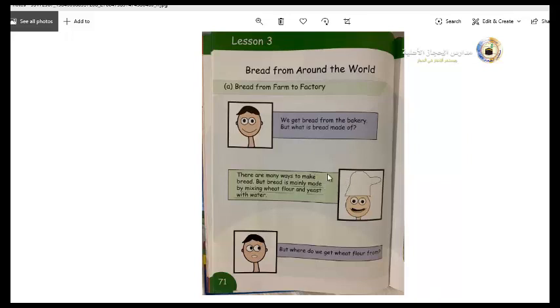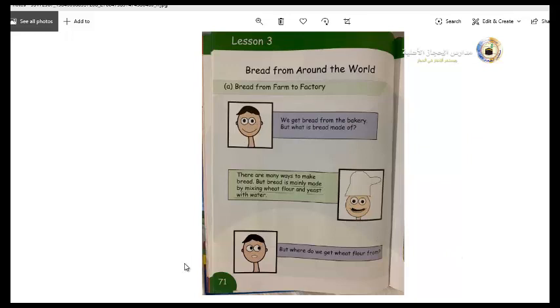So please, at home, underline the underlined lines here. Okay, you copy from here and underline at your home. There are many ways to make bread, but bread is mainly made by mixing wheat flour and yeast with water. All of you know what wheat is. I will show you the wheat flour. Your mom uses it to make you delicious cakes and so on.